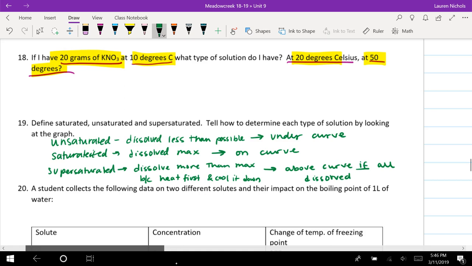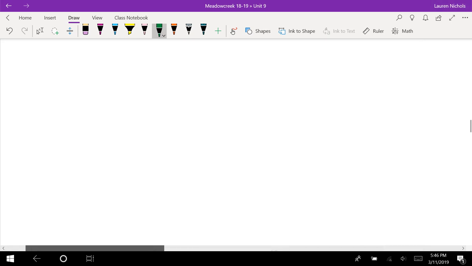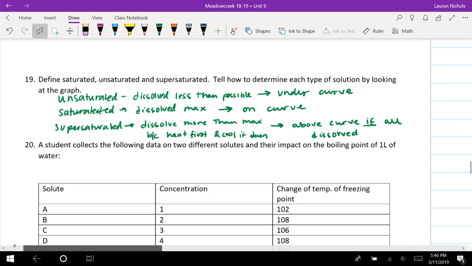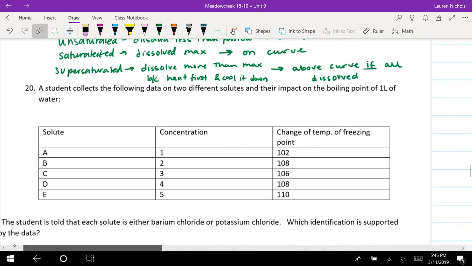Well, then it would be a saturated solution, because above the curve means I've dissolved as much as I can, and I should still have a little bit sitting at the bottom, unless it's supersaturated and I heated it first and then cooled it down in order to actually make it all dissolve.